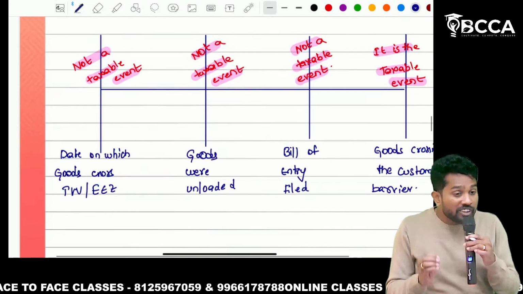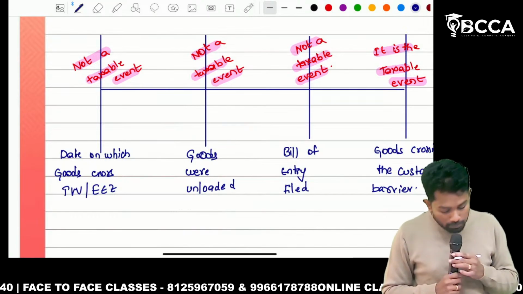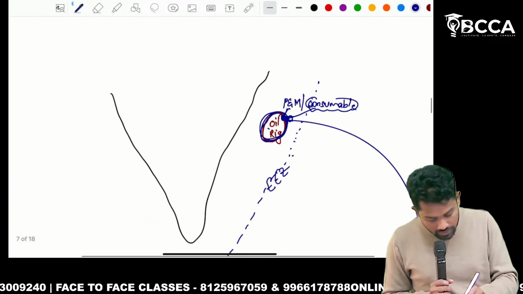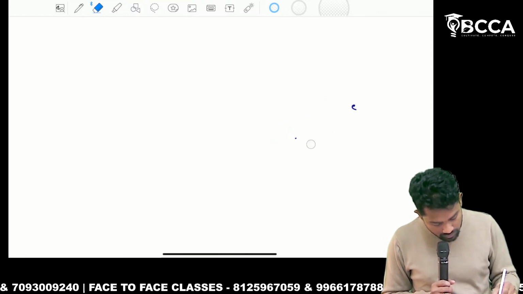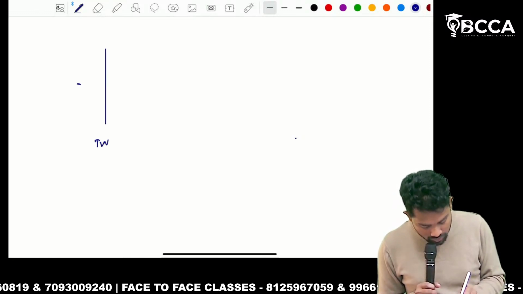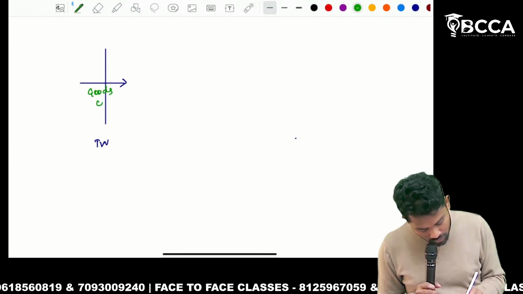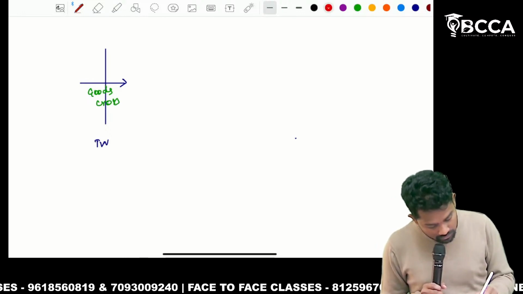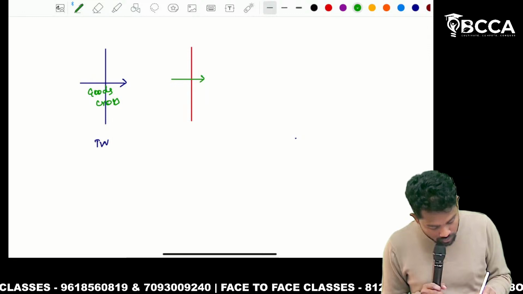Now, when is customs duty leviable? Import starts when the goods cross territorial waters, right? So if this is India, this is the territorial waters. Here, the goods are crossing. Goods cross territorial waters. Import has begun. Then the goods are unloaded.